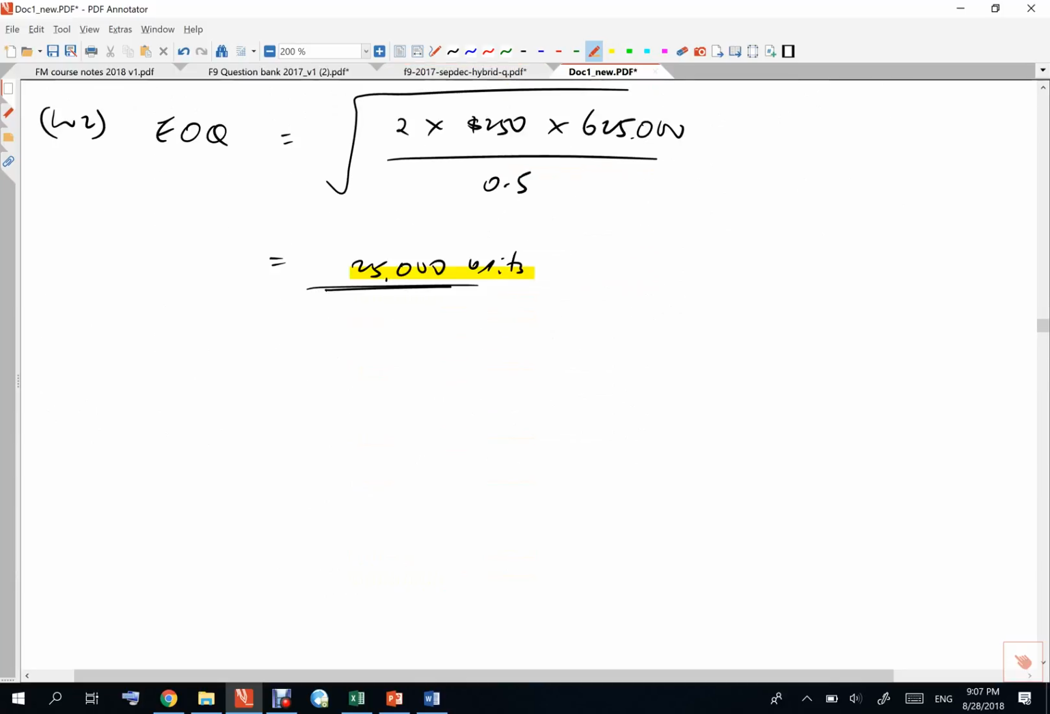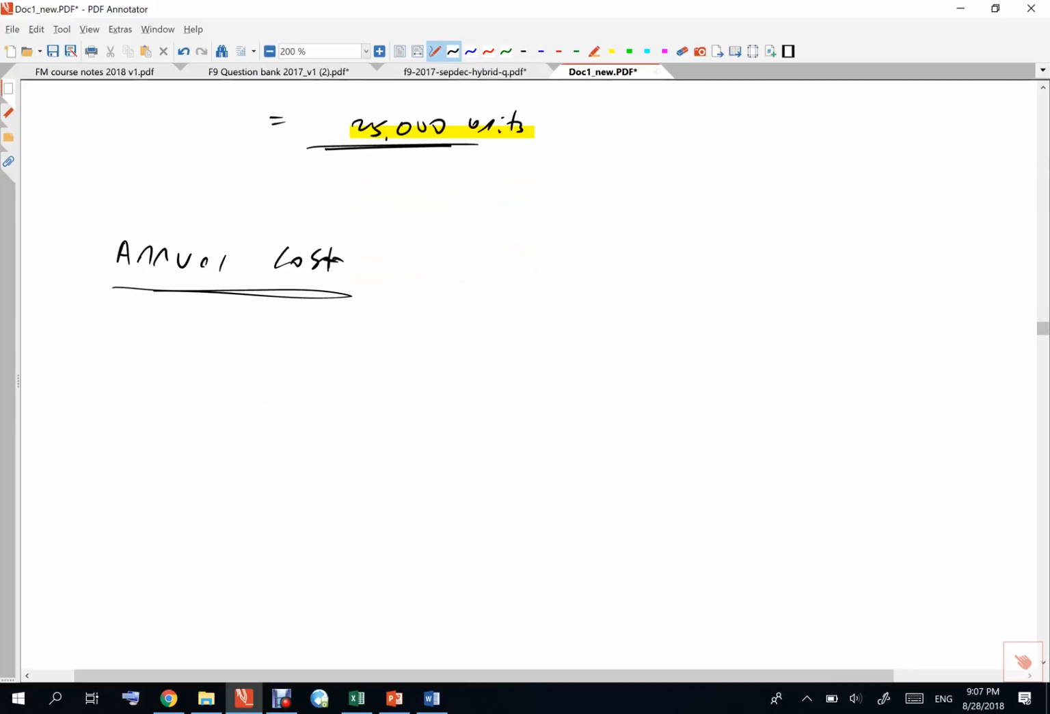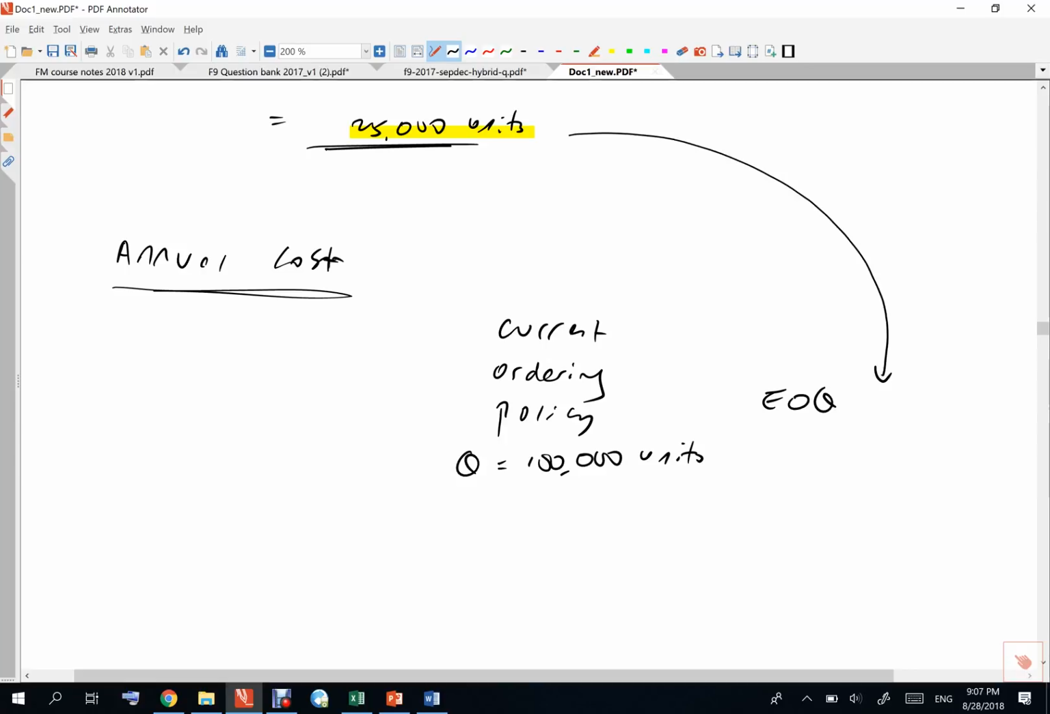Annual cost equal to current ordering policy and EOQ quantity. Current policy is 100,000 units, and EOQ would be 25,000 units.